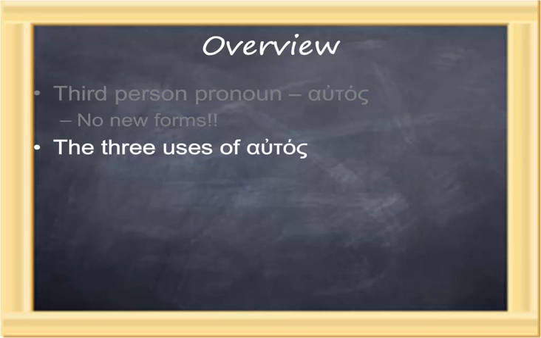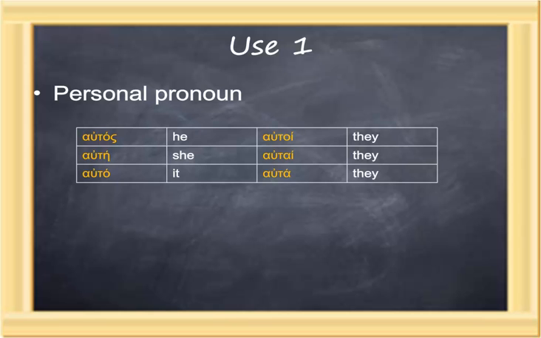The easy part of this lesson is over. Now a somewhat more challenging part, the three uses of autos. Use number one is the one with which you have some familiarity already, where autos functions as the personal pronoun. Autos meaning he, aute meaning she, auta meaning it, and then autoi, autai, and auta meaning they, the different genders depending on the antecedent.